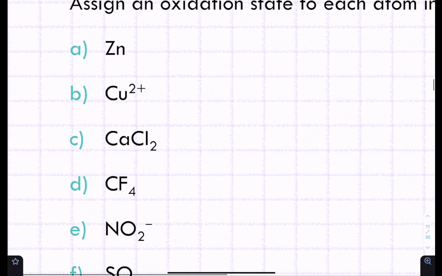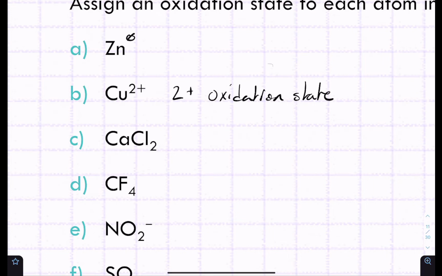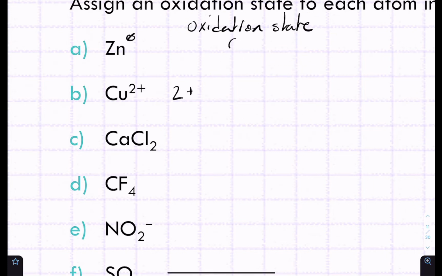So we have to assign oxidation states for each of these elements. What would the oxidation state of A be? Assume these are written as part of a chemical reaction. For A, it's 0, because it's written by itself and it's not given a charge explicitly, so its charge is 0. What about for B? I guess I should write these like this, 2 plus. All right, so this one is 0, and that one's 2 plus.